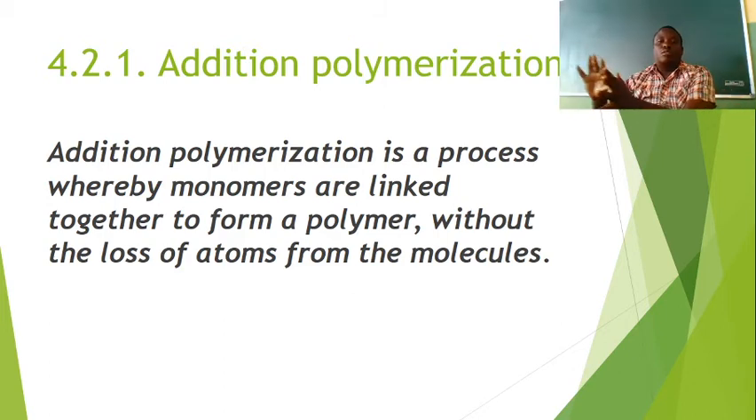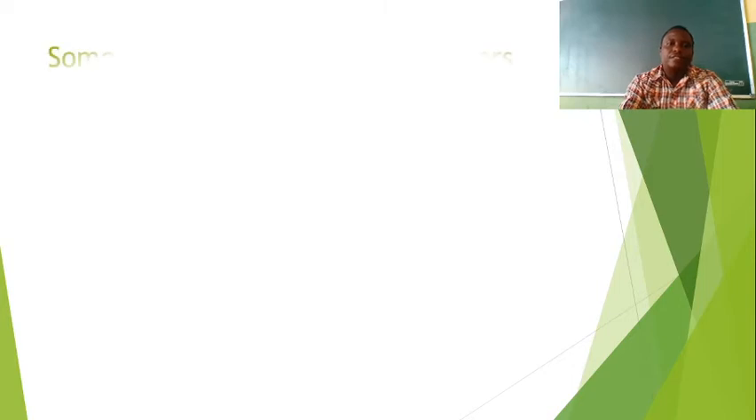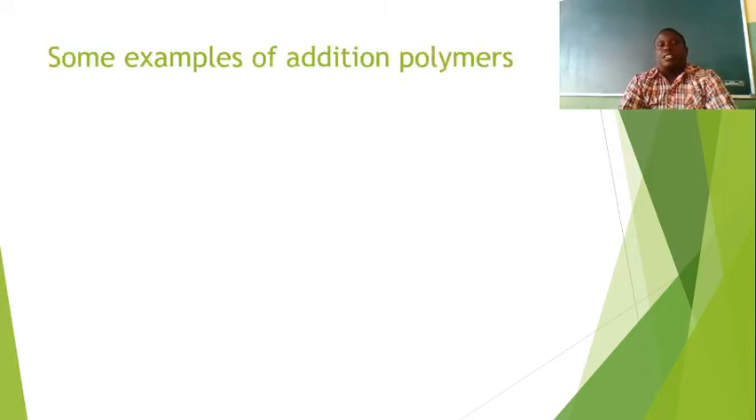There is no loss of other atoms. There is no loss of anything. All of the monomers' atoms are conserved in the formation of a chain of polymers. So here are some examples of addition polymers. I'm going to be very fast. If you are watching the video, you can stop and see clearly the definition and write it down somewhere. Now I'm going to hurry so that the video will take a few minutes.